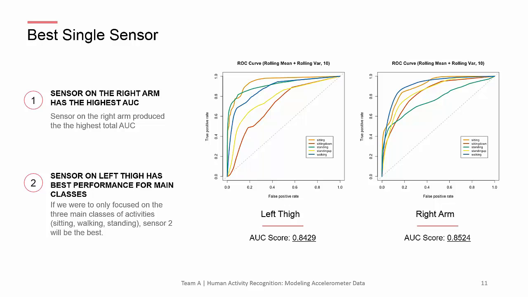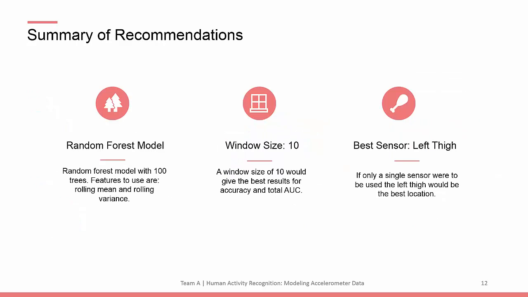However, as may be noted by the ROC curves, Sensor 2 also classifies best those classes of highest relevance to real-world application: sitting, standing, and walking. With this in mind, our analysis recommends a random forest model tuned to take advantage of the temporal nature of the data, deriving features of rolling mean and variance as inputs conditional on a window size of 10 observations, or 1.5 seconds. Furthermore, our model recommends the independent use of Sensor 2, which is worn on the left thigh, when implemented in most real-world applications.